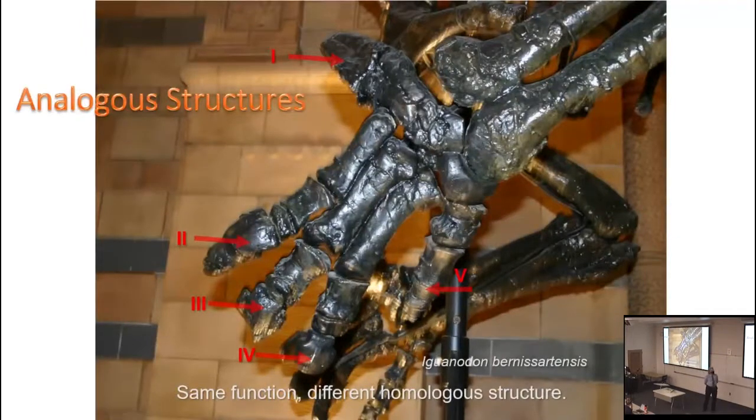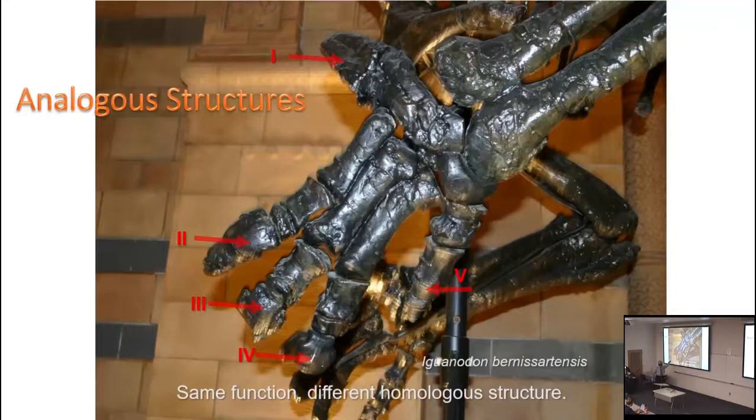Now, in contrast to homologous structures, we also have to recognize the existence of analogous structures. Structures that are a different homologous body part, but which have the same function between organisms. So here's the hand of Iguanodon. And I've mapped by number, and we'll talk about that numbering system later in this lecture, the different fingers of the hand. And we have the homologous structures here.